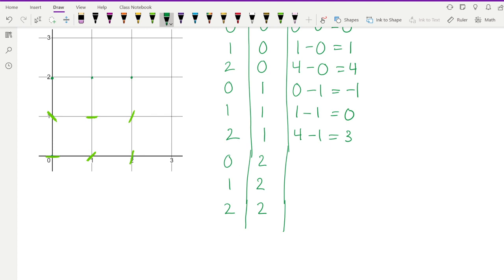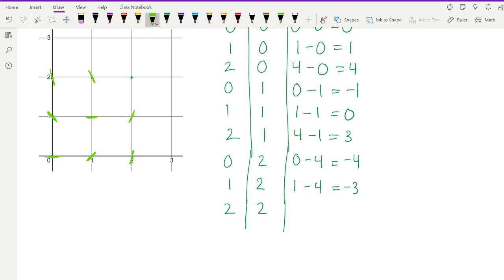So (0, 2) would be 0 squared minus 2 squared. So 0 minus 4 is negative 4. So again, this would have a really steep slope, but it would now be negative. So something like that. At (1, 2), we have 1 squared minus 2 squared. So 1 minus 4, which is negative 3. So again, really steep, not as steep, and negative this time.